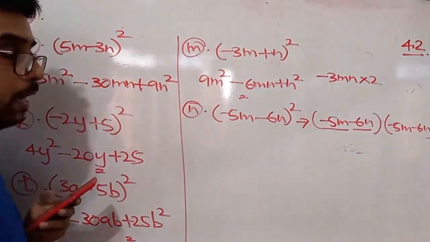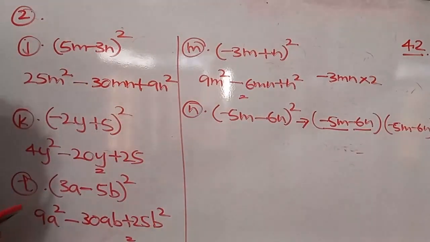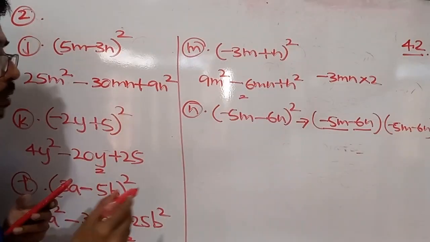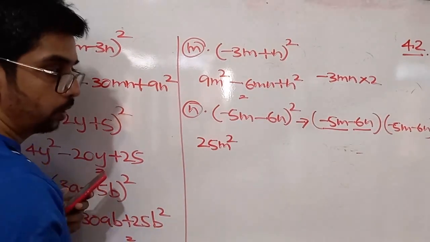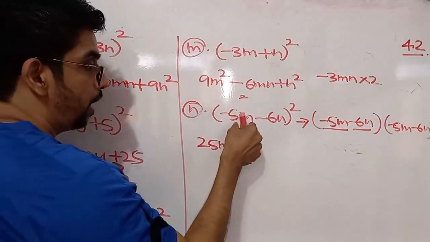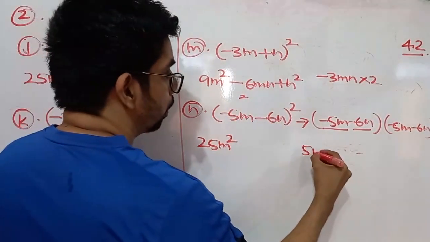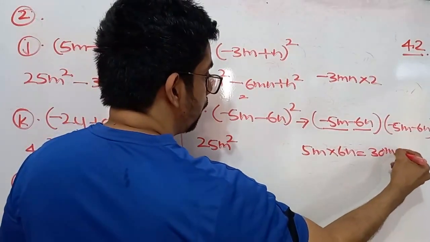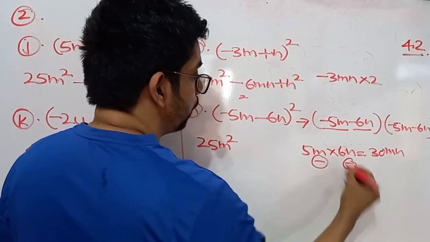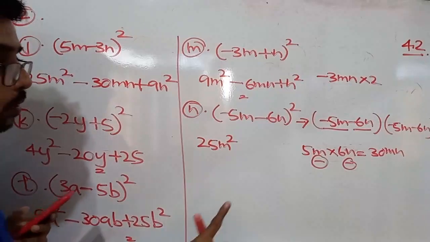Negative terms. So when we expand this, all the terms will be what? Positive. So this becomes what? 25m squared positive. Then 5m into 6n, that is what? 30mn, negative into negative, that becomes positive.